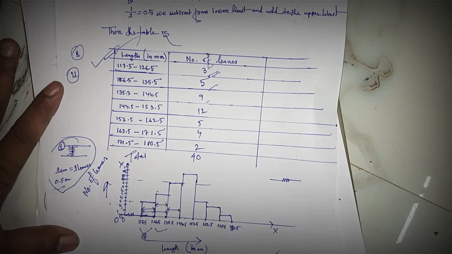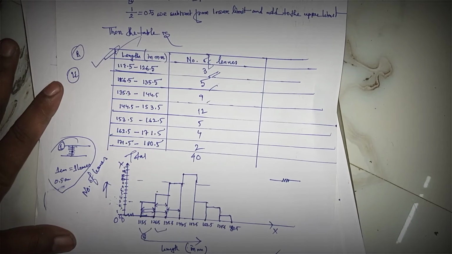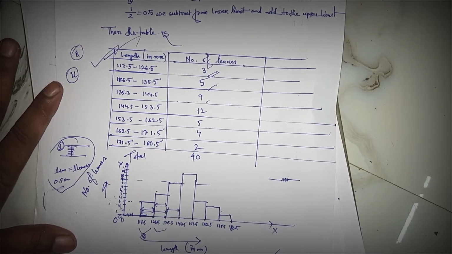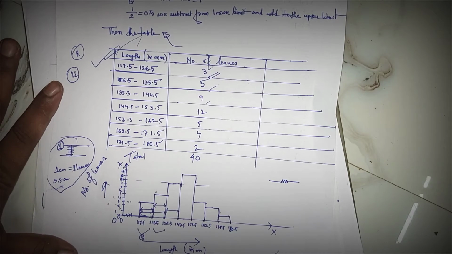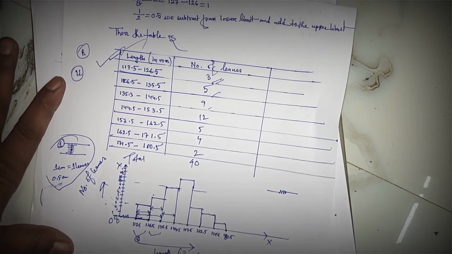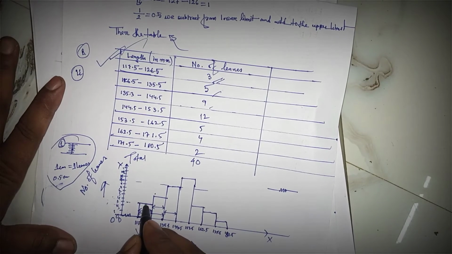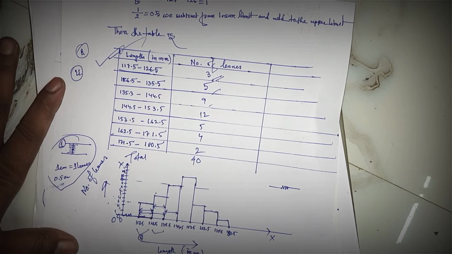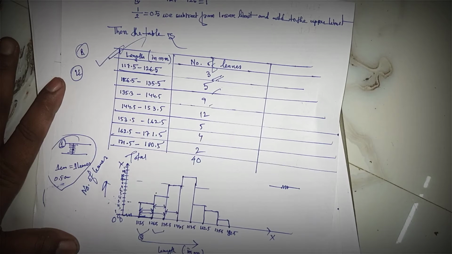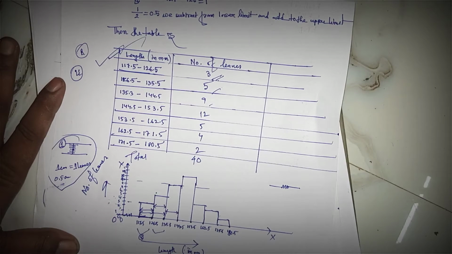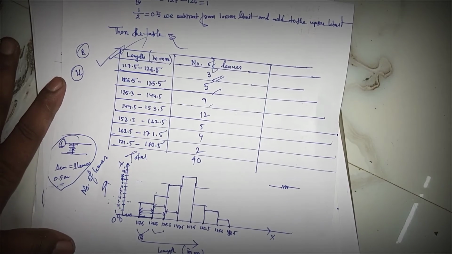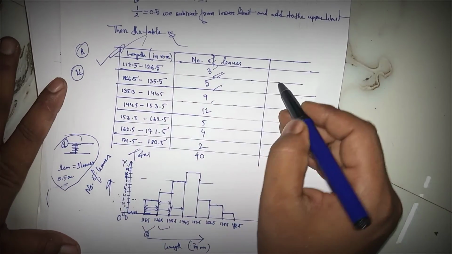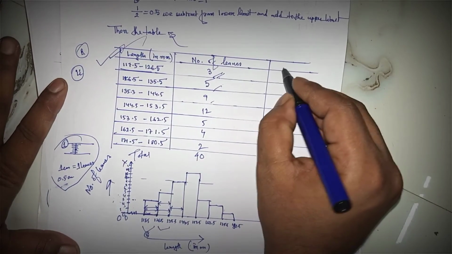Is there any other suitable graphical representation for the same data? Yes, by frequency polygon we can represent this data also. So what is a frequency polygon? First we need to find the class mark. In case of a frequency polygon we need to find the class mark. Class mark means lower limit plus upper limit divided by 2.